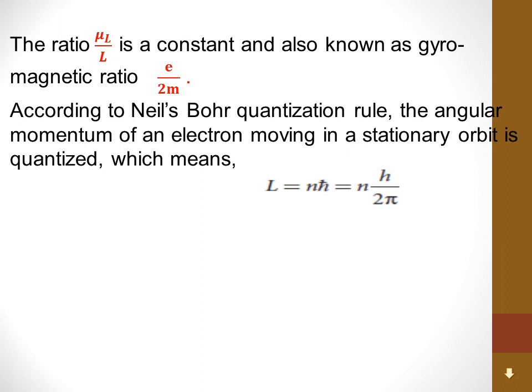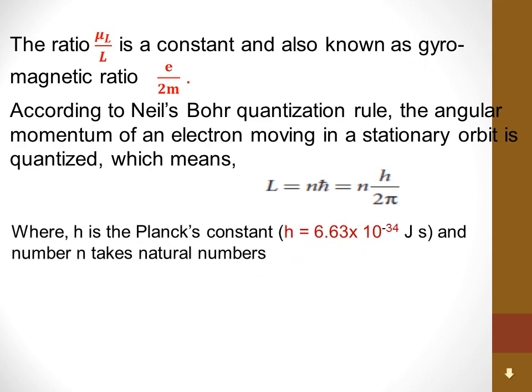The ratio mu L by L is a constant, and it is known as the gyromagnetic ratio, e by 2m. It must be noted that the gyromagnetic ratio is a constant of proportionality which connects the angular momentum of the electron and the magnetic moment of the electron.